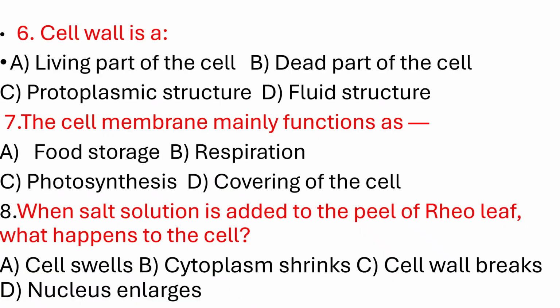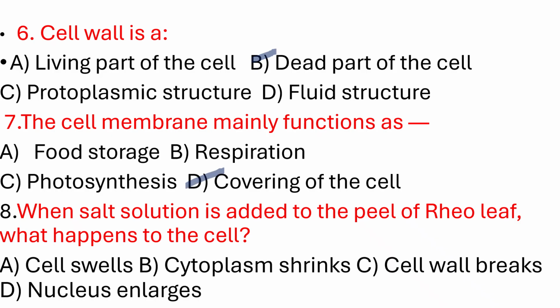Cell wall is a living part of the cell, dead part of the cell, protoplasmic structure, fluid structure. Cell wall is a dead part of the cell. The cell membrane mainly functions as food storage, Option B, respiration, Option C, photosynthesis, Option D, covering of the cell. Cell membrane mainly functions as the covering of the cell.